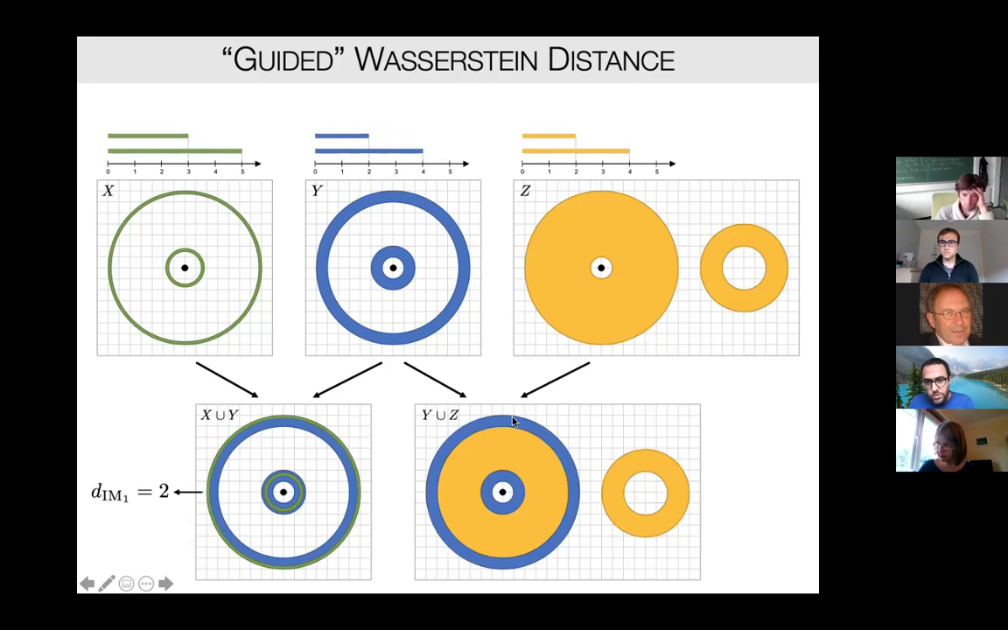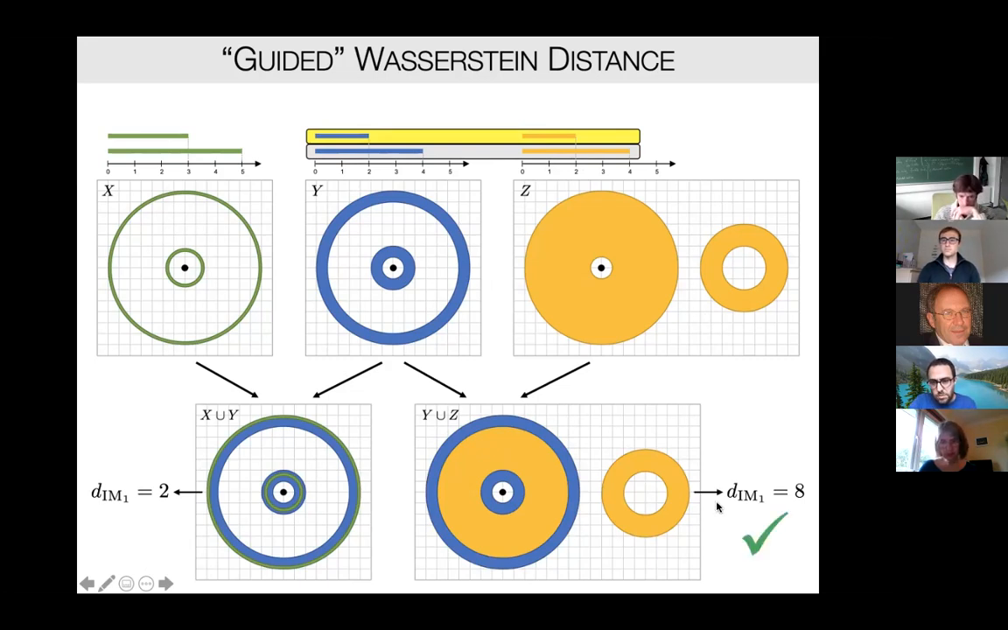However, if I try to compare these two, these two bars will still be a match. So the small cycle here is matched with the small cycle in Y. But now the big cycle on the right and the big cycle on the left do not match. They are mapped to two completely different things. Therefore, we cannot pair those points in the diagram, those two bars. We'll have to match them to the diagonal, and that will result in a much larger distance. So now the distance will be 8. That's a much more reasonable result to get for this example.